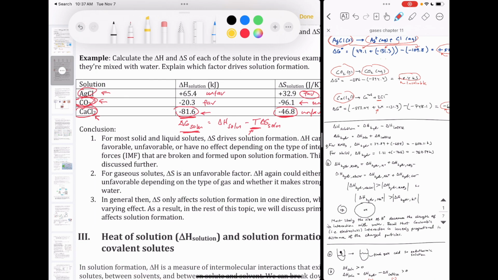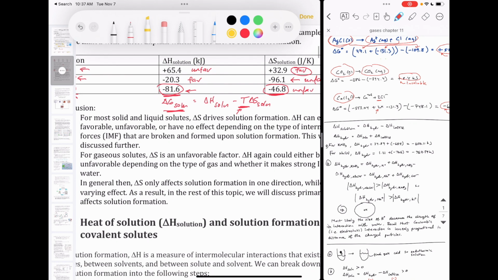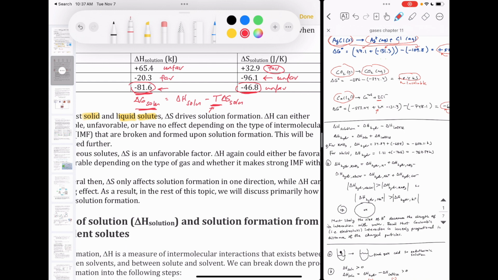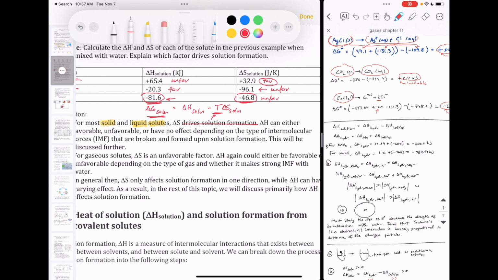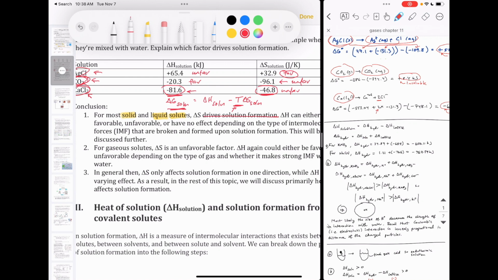Now I want to draw some conclusions as a result of these calculations and what we just did here when we look at both the delta H and delta S of solution. Generally speaking, when you have solid and liquid solutes, okay, the delta S of solution would be a positive number, right? In other words, delta S drives solution formation. And the reason, of course, is because solids and liquids are fairly ordered, structured, and then when you bring them into the solution form, now they're broken apart and they're being surrounded by water particles. And so generally speaking, that process increases entropy. Okay, so it makes the delta S positive. So if the delta S is positive, then we know that it's going to be favorable.